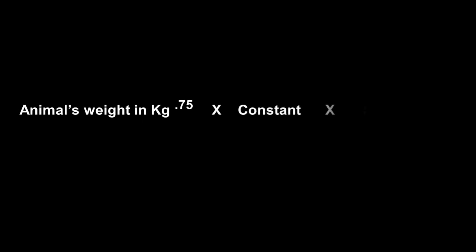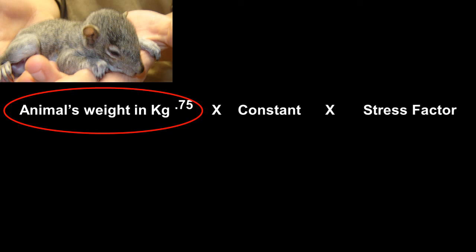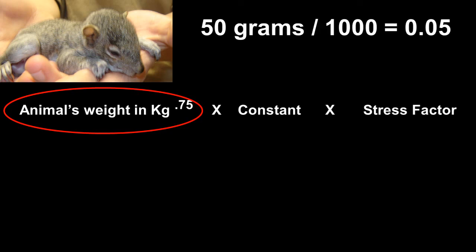Calculate the animal's weight in kilograms to the power of 0.75. Multiply that times his species constant times the stress factor. I realize it looks complicated, but we're going to break it down step by step and make it very simple. First part, weigh the animal in kilograms. In very small animals or on scales that only do grams, weigh them in grams and divide the number of grams by 1,000. So we have a squirrel that weighs 50 grams. Divide 50 by 1,000 and that equals 0.05.